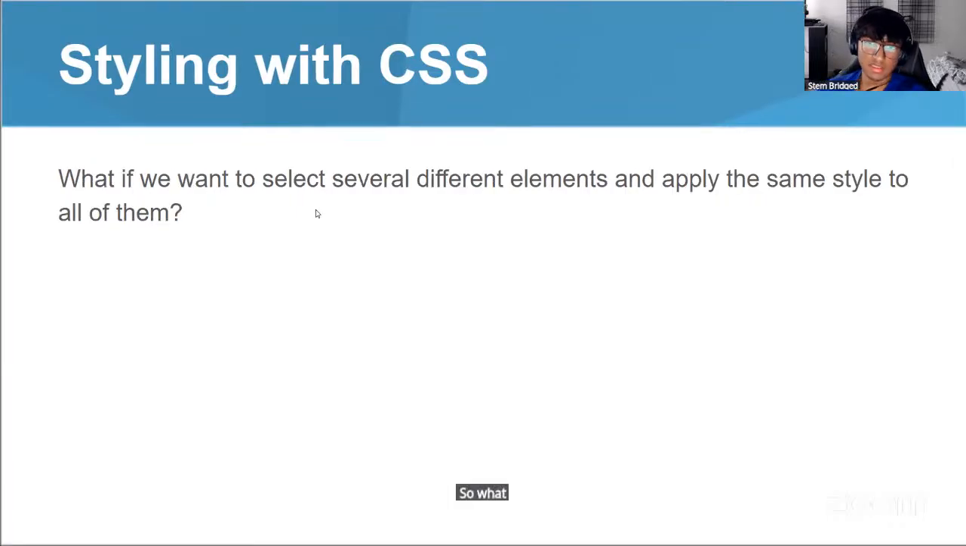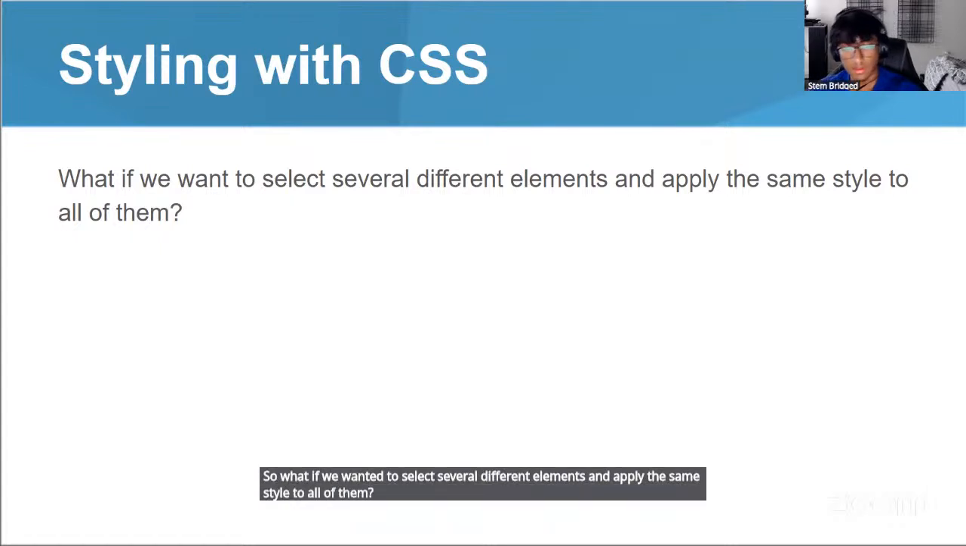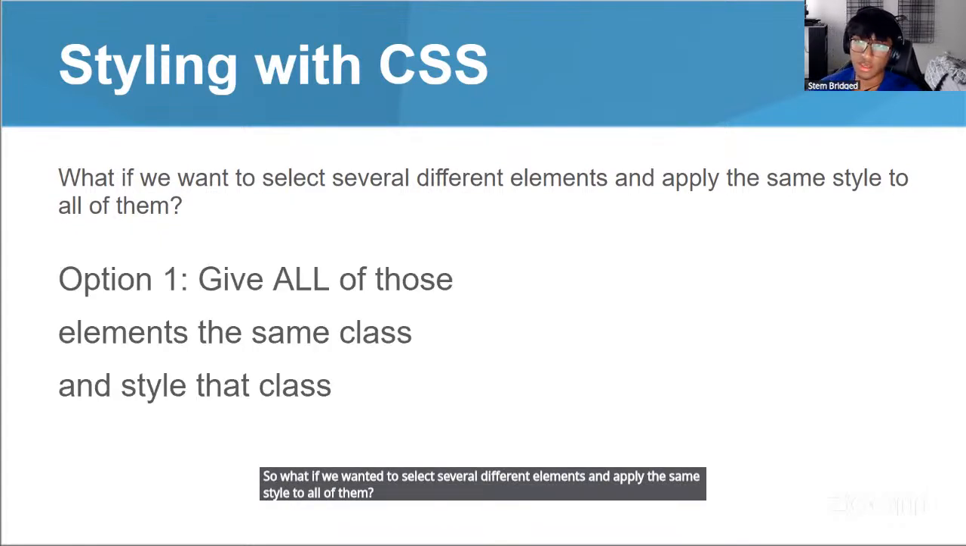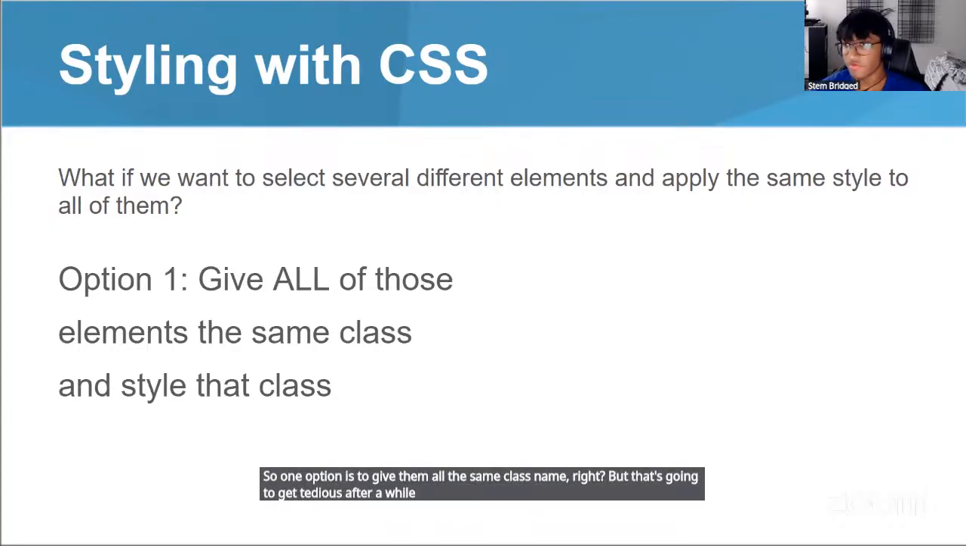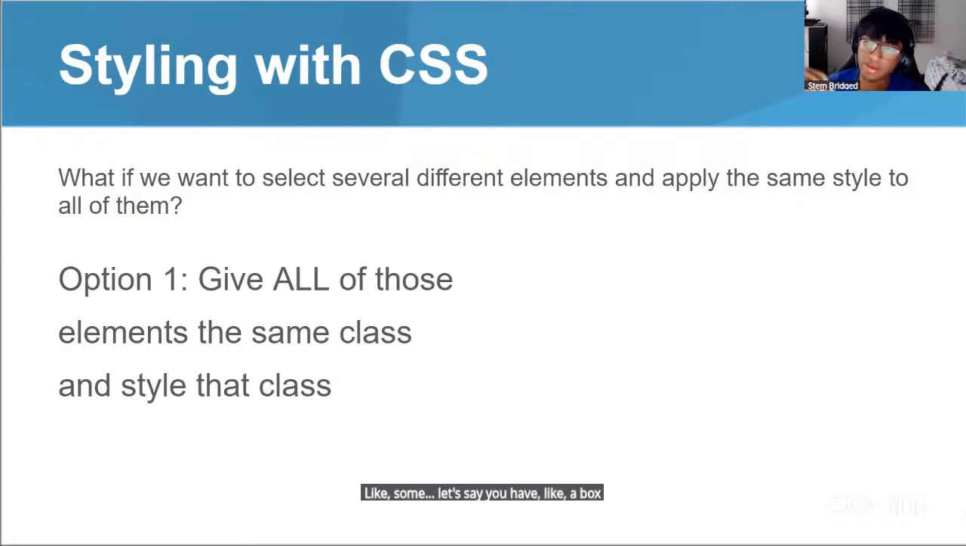So what if we wanted to select several different elements and apply the same style to all of them? One option is to give them all the same class name, right? But that's going to get tedious after a while. Let's say you have a box of something and you want to apply the same styles to all of that. It's going to get tedious if you keep saying class equals, class equals, class equals.